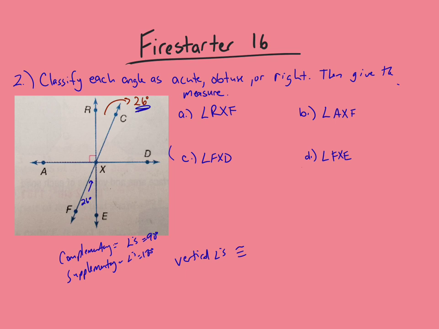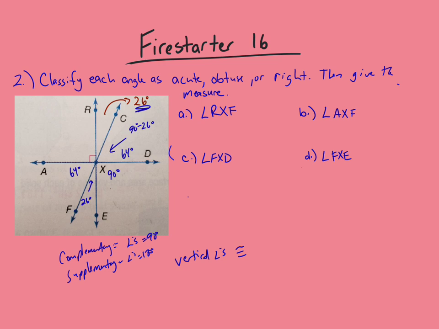So I know that this right here is 90 minus 26 degrees, which is going to be 64 degrees. And once again, this is vertical to this, or you could use complementary, that's going to be 64. These are vertical, so that's 90 degrees. We have pretty much every angle written down.